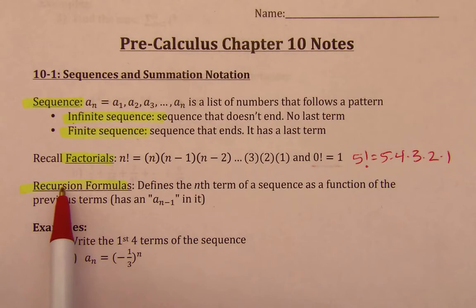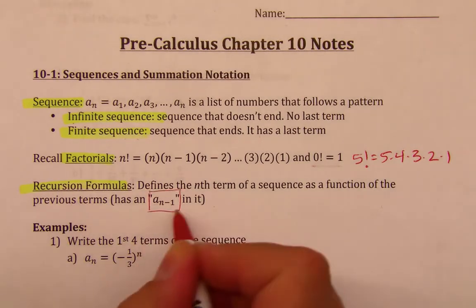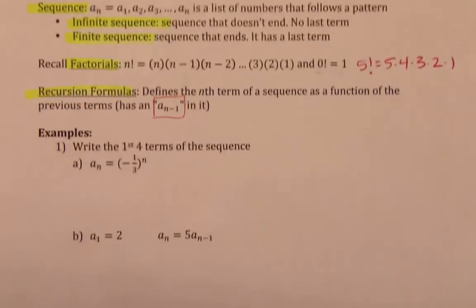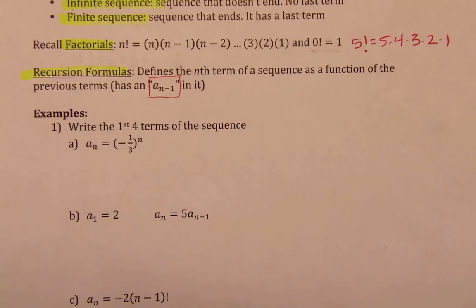Now recursion formulas, the biggest thing we notice about those is that they have an a sub n minus 1 term. And basically what that means is that each term depends on the one before it. That's the way we're going to find each next term. So now that we've defined some of that vocabulary, let's go ahead and get into some examples.